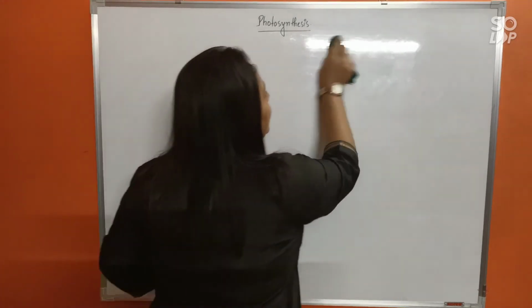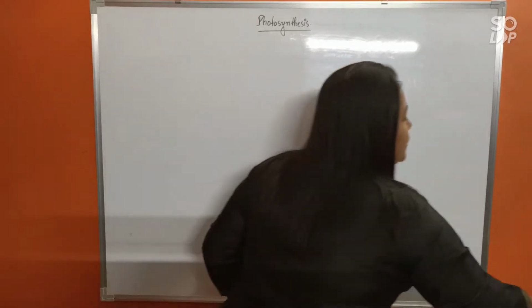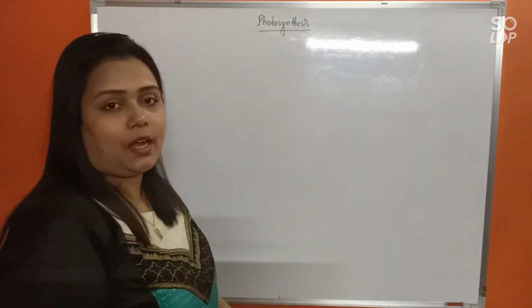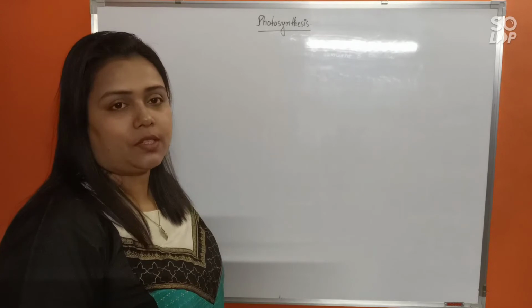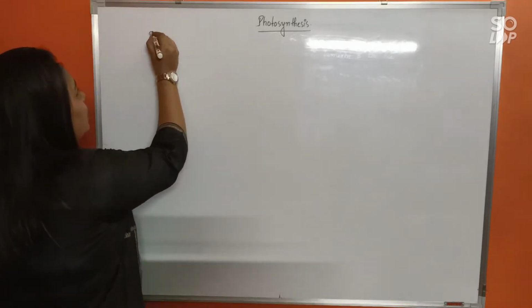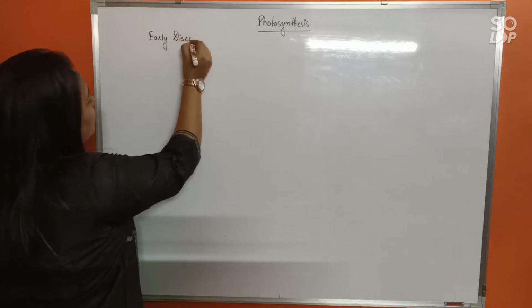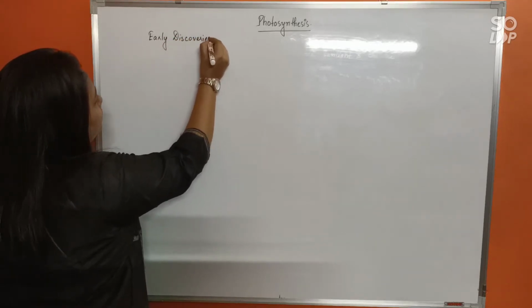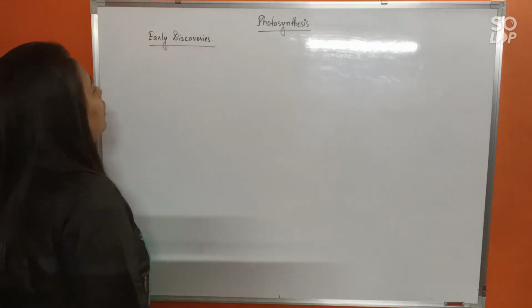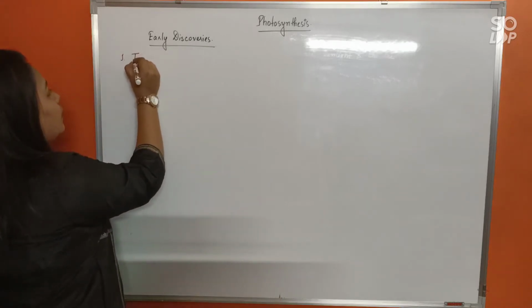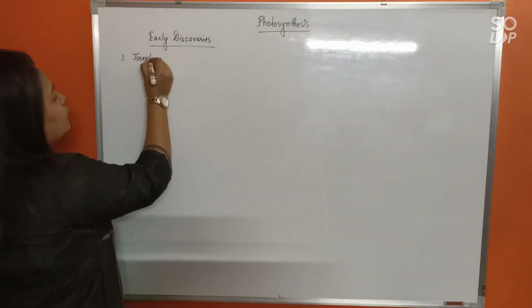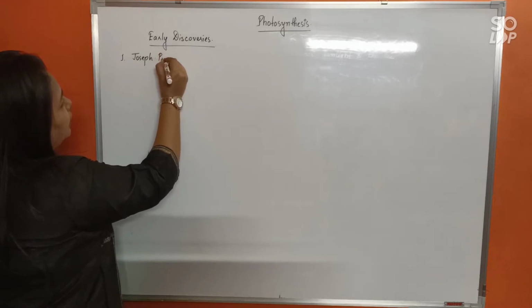Now, next, let us discuss a few important early discoveries associated with photosynthesis. So, related to early discoveries, first is Joseph Priestley.